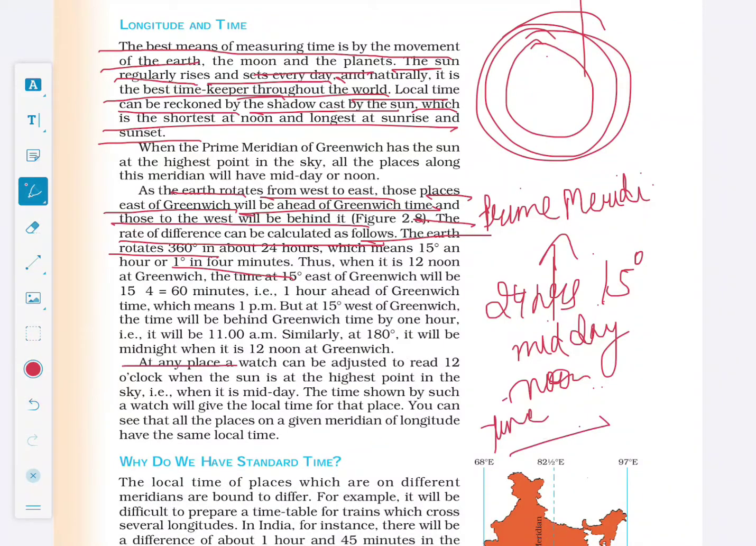At any place, a watch can be adjusted to read 12 o'clock when the sun is at the highest point in the sky, when it is midday. The time shown by such a watch will give the local time for that place. You can see that all the places on a given meridian of longitude have the same local time.